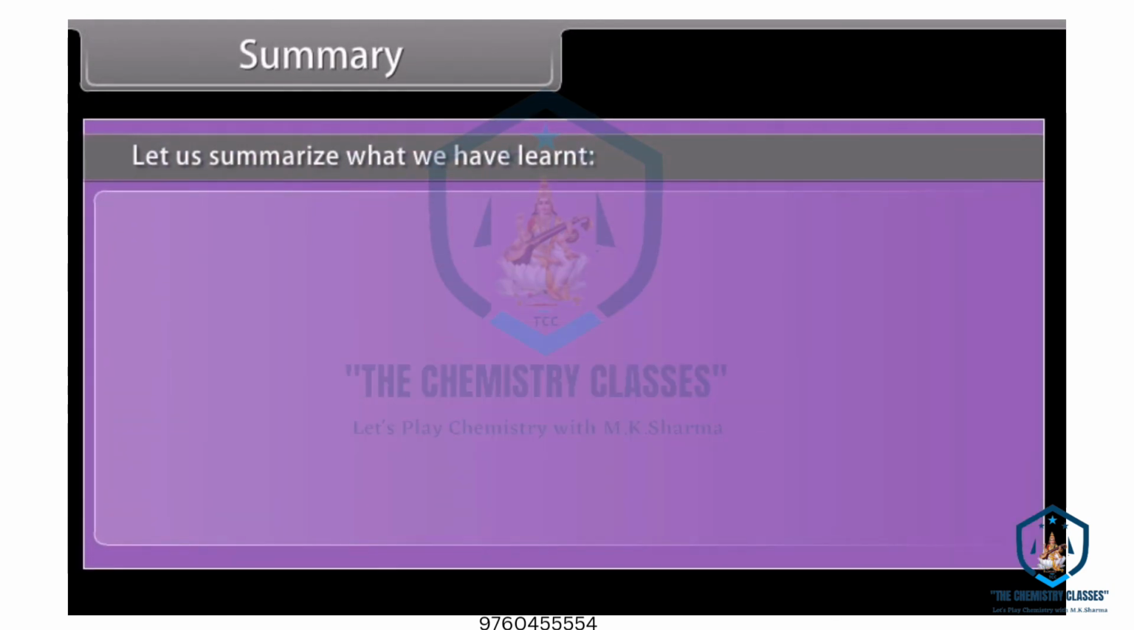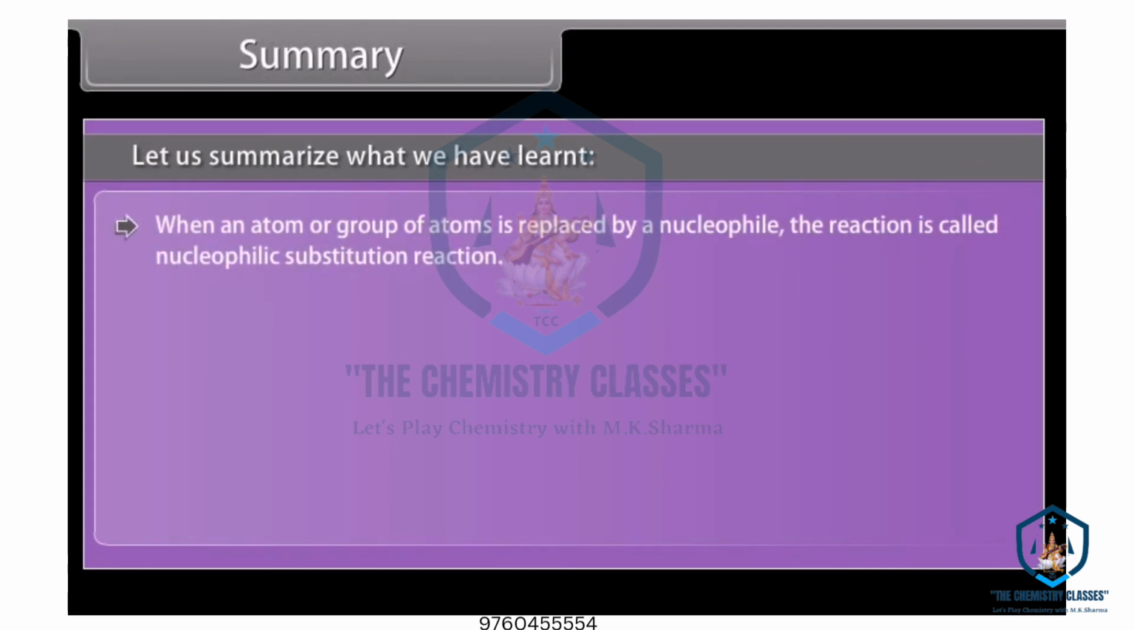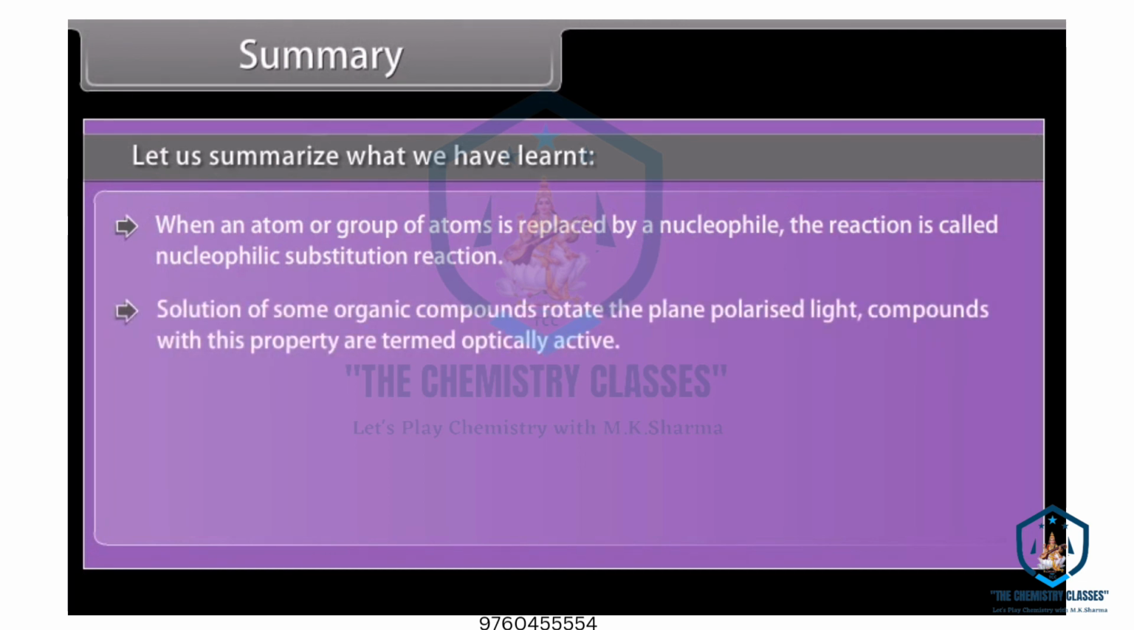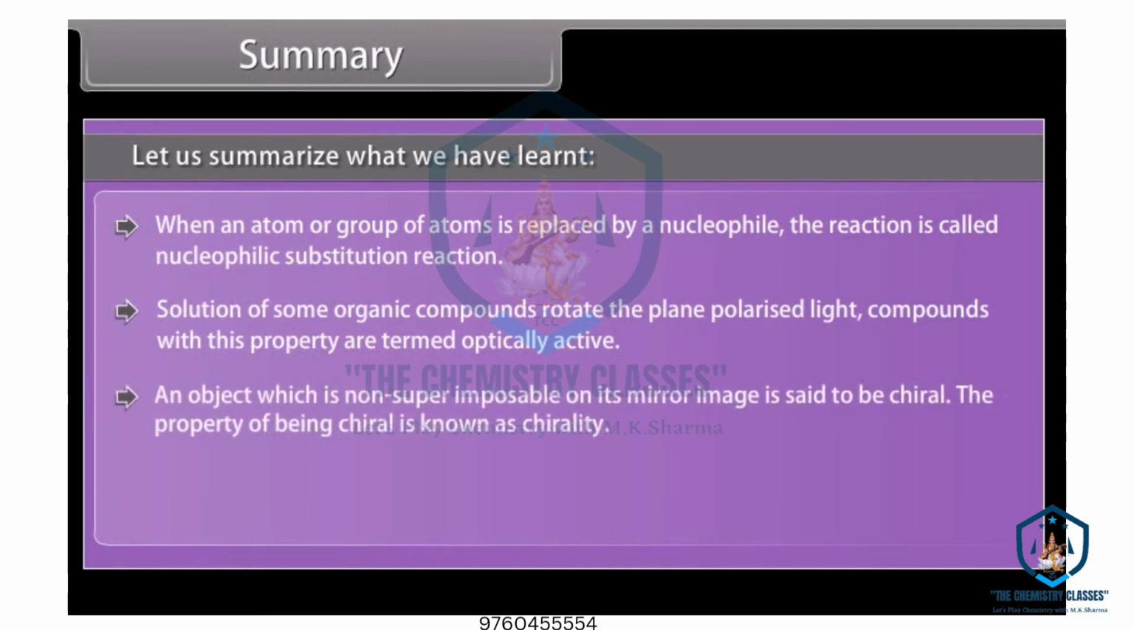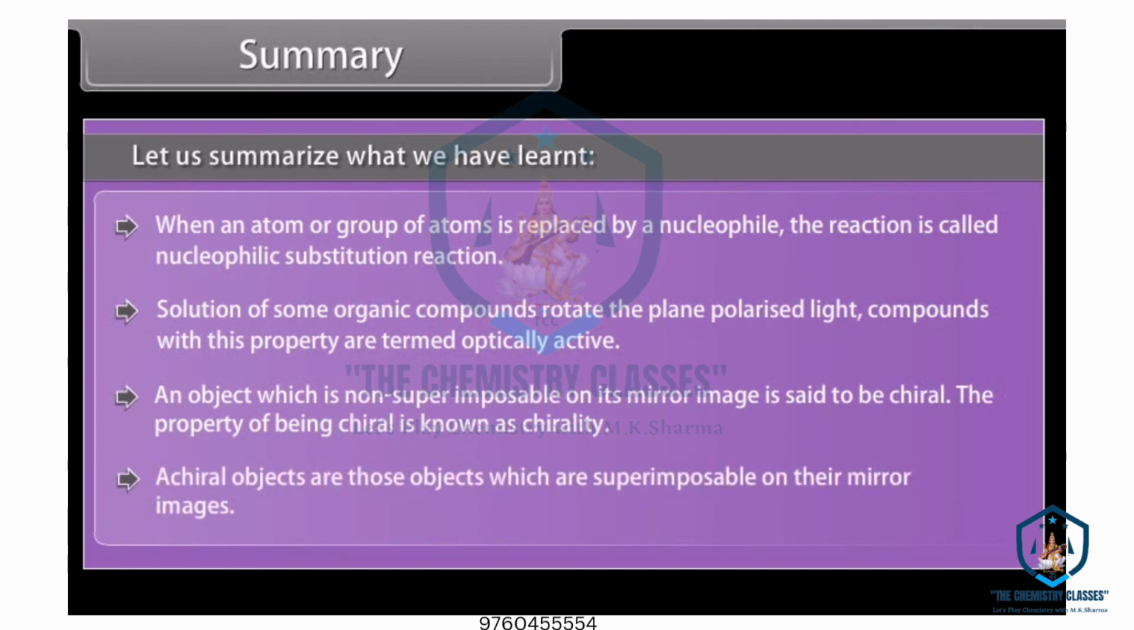Summary. Let us summarize what we have learnt. When an atom or a group of atoms is replaced by a nucleophile, the reaction is called a nucleophilic substitution reaction. Solutions of some organic compounds rotate the plane polarized light, and the compounds with this property are termed optically active. An object which is non-superimposable on its mirror image is said to be chiral. The property of being chiral is known as chirality. Achiral objects are those objects which are superimposable on their mirror images.